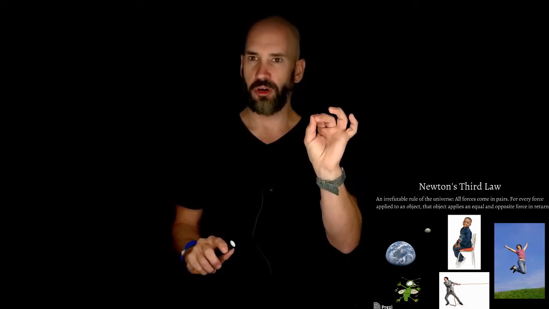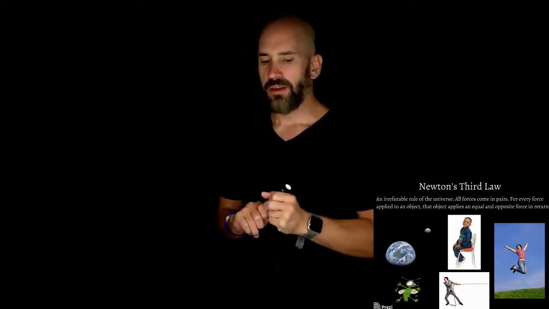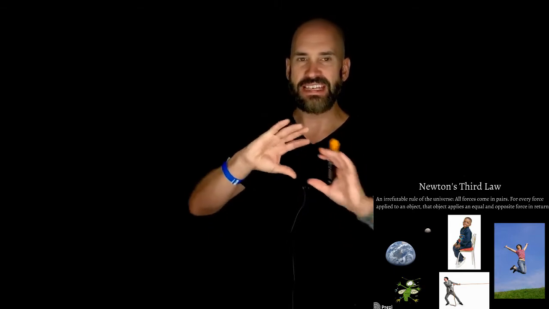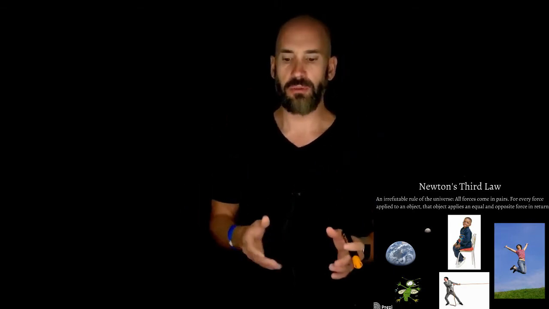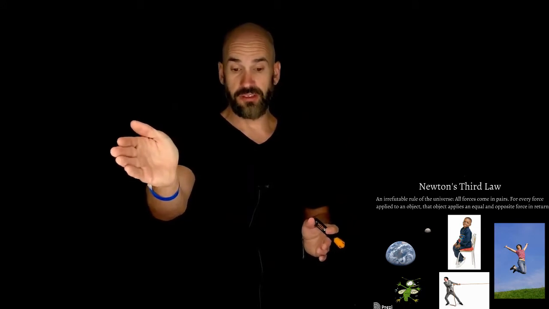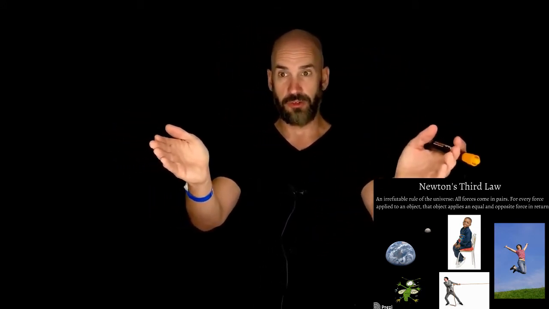So Newton's third law says, and if you guys could go to the Newton's third law slide, there's an irrefutable rule of the universe, okay? And that rule is that all forces come in pairs. That for every force applied to an object, that object applies an equal and opposite force in return, okay? Now, let's look at this a little bit more closely, okay? So I'm going to give you a bunch of scenarios, and you guys are going to tell me which Newton's third law pairs exist between those two objects, okay? So remember, for every force applied to one object, that object applies an equal and opposite force in return, okay?